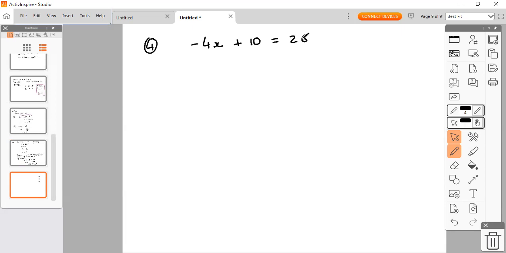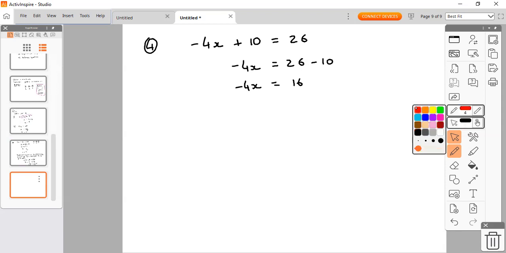Now moving that number across, that positive becomes a negative. When we're moving this negative 4x, remember what we're trying to do: isolate that single variable. So we need to move that negative 4 over. It's negative 4 times that variable, and negative 4 moves over, but the sign doesn't change. 16 divided by negative 4.